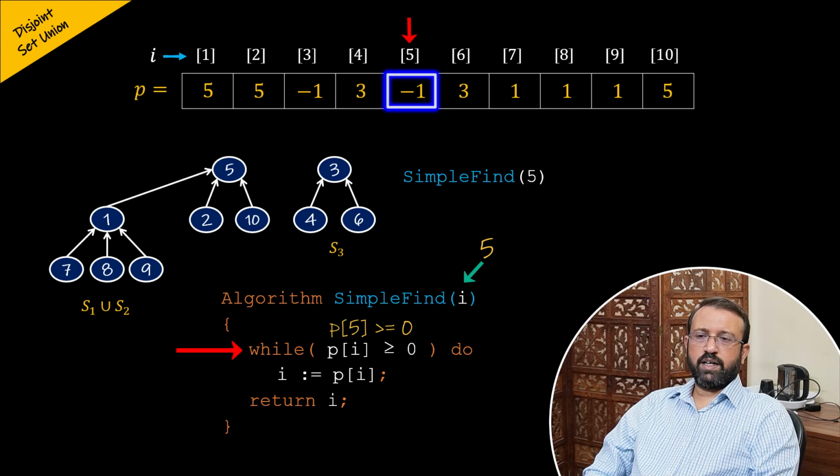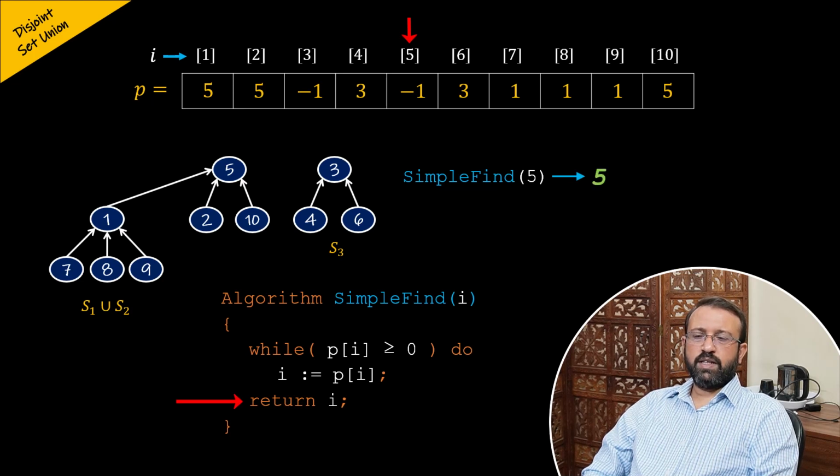So, since the condition in the while loop is false, the statement inside the while loop will not execute. Then, outside the while loop, we have the return statement, return I. And since at this stage the value of I is 5, the value 5 will be returned. This means that the element 5 belongs to the disjoint set that has node 5 as the root. So this is how the find operation is performed on disjoint sets using the simple find algorithm.